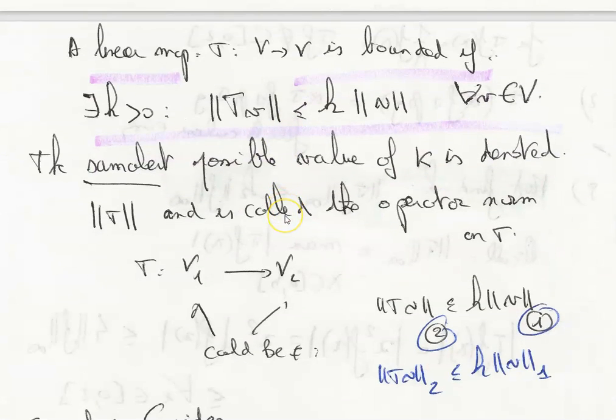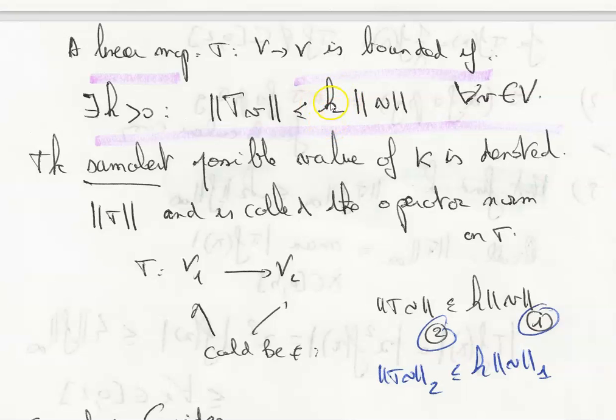So now comes the very important definition. A linear map T, an application that takes a vector from a vector space V and gives a vector from the vector space V, is bounded. This is the definition of a linear map that is bounded if and only if you can always find a K, positive obviously, where the norm of T of V, your linear map applied to whatever vector V in the V space, is less than K.